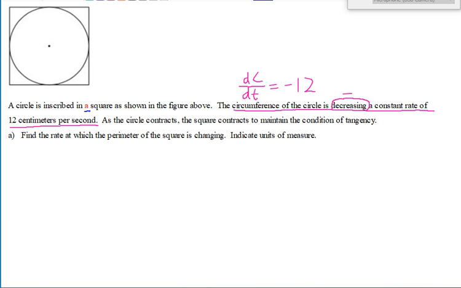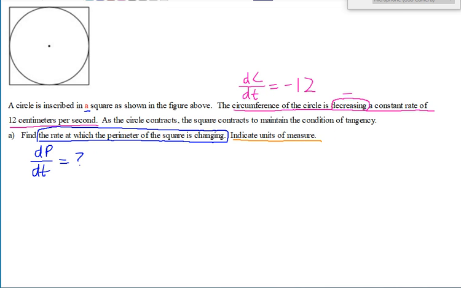And then it says, as the circle contracts, the square contracts to maintain the condition of tangency. In other words, at these 4 points, the square is tangent to the circle here, and that's going to stay true. So it's going to still look like this, even though it's a different size as it gets smaller. Then what we're asked to find, the rate we're looking for, is the rate at which the perimeter of the square is changing. So we're trying to find dP/dt. And then indicate units of measurement.